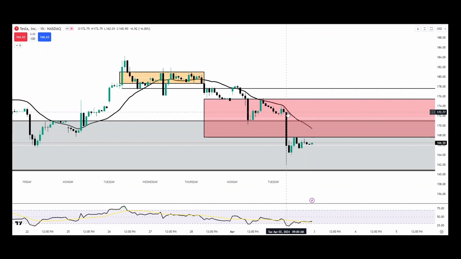Now, if we break above 173, at that point, I would say things look pretty bullish, and we'd be looking to possibly run back up to 184, 185. But that's neither here nor there. At this point in time, any rally, I'm looking to get sold off back down towards the low 160s or even lower.